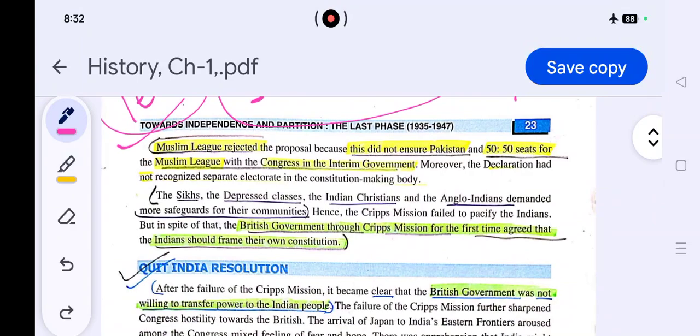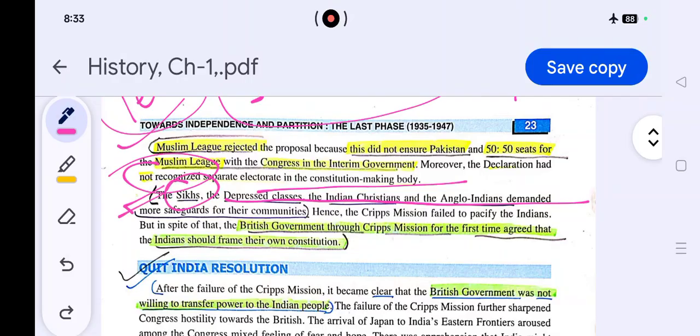Moreover, the declaration had not recognized separate electorates in the constitution making body. So they even demanded separate electorates too. Even that was not given. Moreover, the Sikhs, the depressed classes, the Indian Christians, and the Anglo Indians demanded more safeguards for their communities. But there were no points laid down by the Cripps Mission that the Sikhs, the depressed classes, the Indian Christians would be given more safeguards. So they were almost neglected.